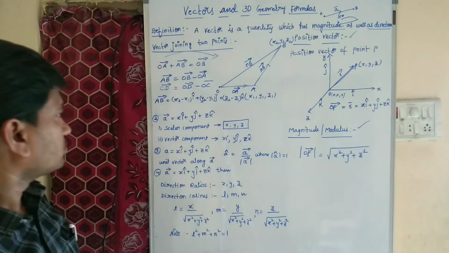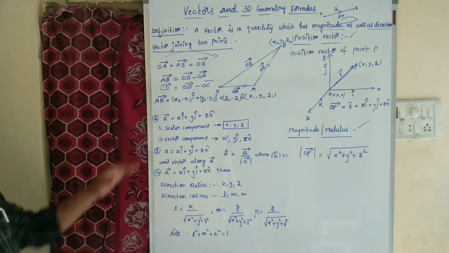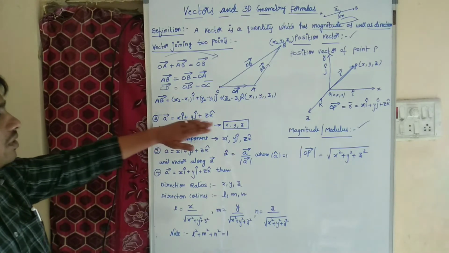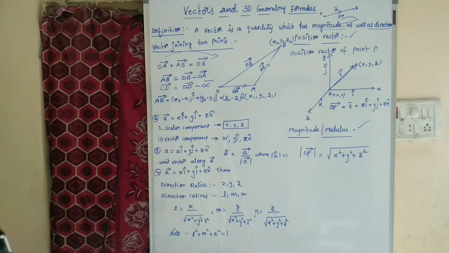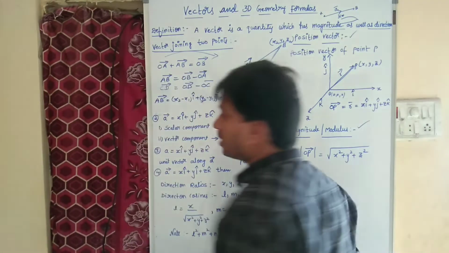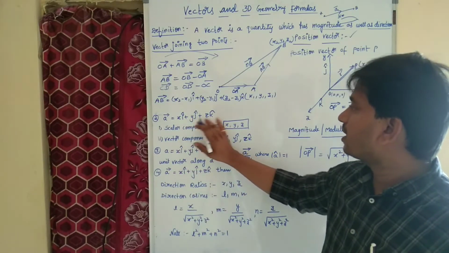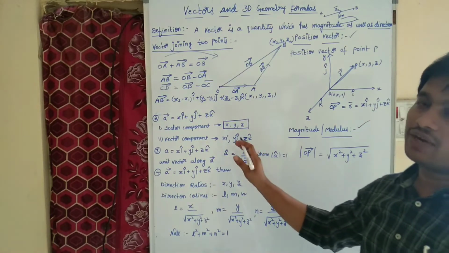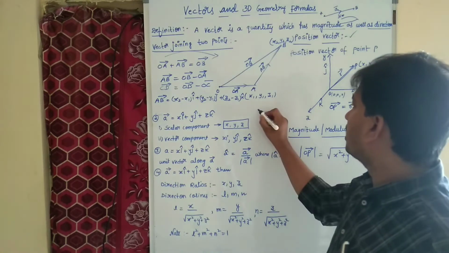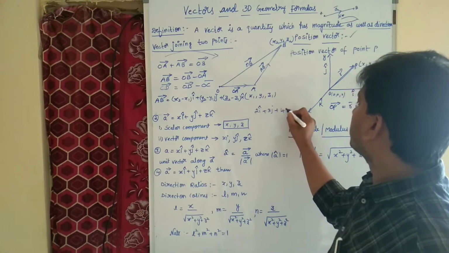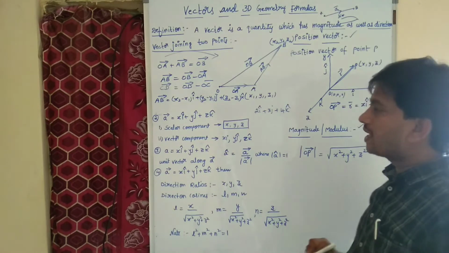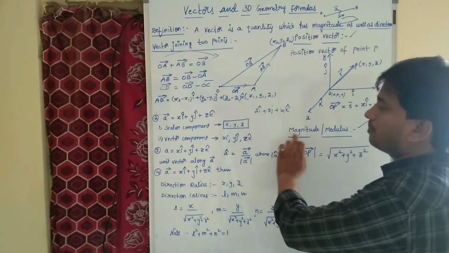Okay, now coming to third point, they will give a vector A bar equal to xi bar plus yj bar plus zk bar. They will ask you to write the scalar components. Scalar components means simply x, y, z, whatever coefficients are there, we have to write. Okay, in general here they will give 2i bar plus 3j bar plus 4k bar. So the scalars are 2, 3, 4.